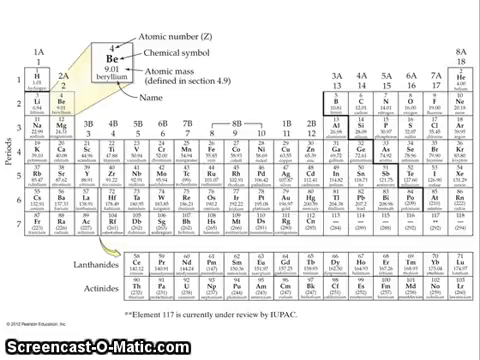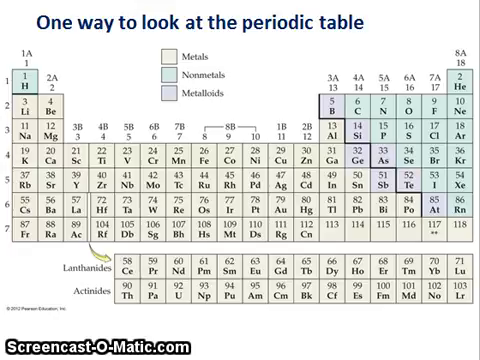This is an example of a modern periodic table. Note that each box contains the atomic number, the name of the element, and its symbol. The other number is its average atomic mass, which we will define shortly. The periodic table can give you a lot of information if you know where to look.